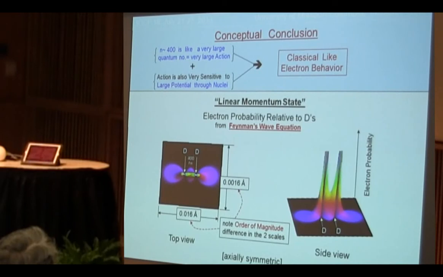And if you do that, you can get an electron distribution around the deuteron, so it's something like this. Note that this scale is expanded a factor of 10. So this would actually be a very classical-like state.